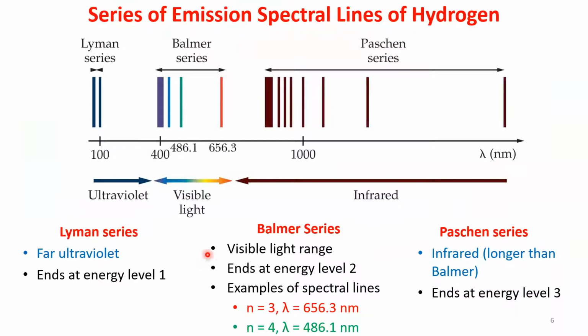Okay, going back here. The Lyman series is in the far ultraviolet range, and it ends at energy level 1. The Balmer series ends at energy level 2. The Paschen series ends at energy level 3.